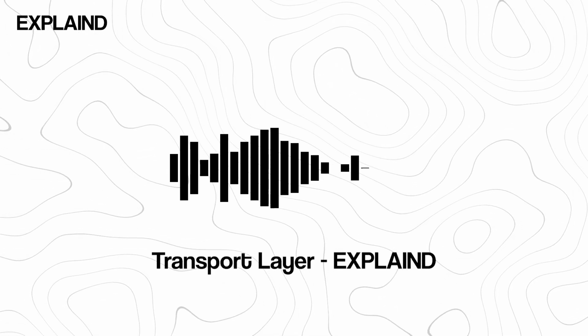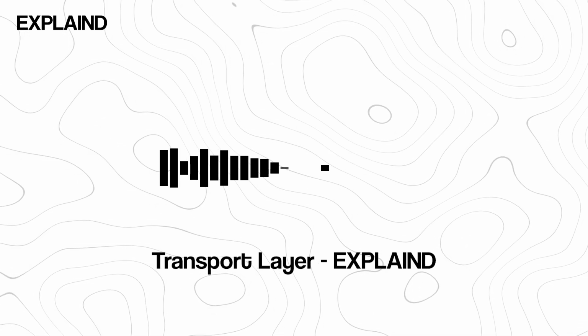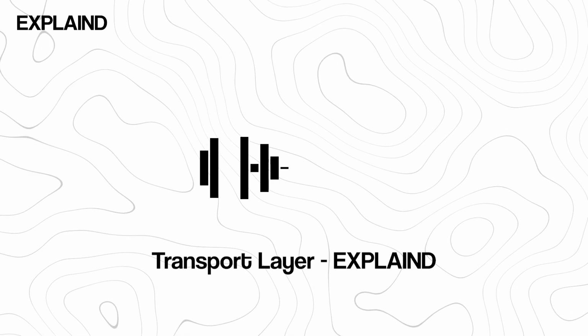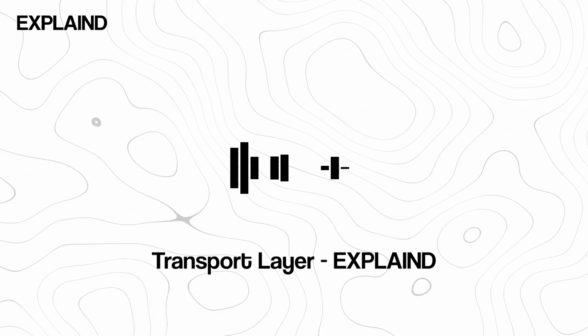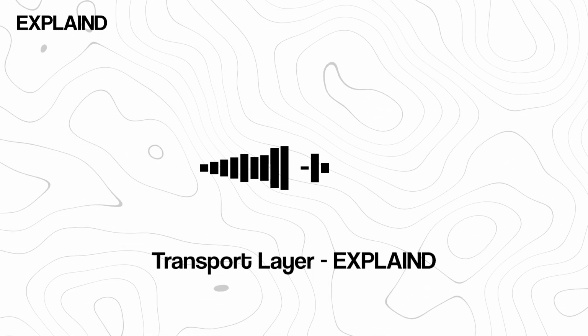So it's like a self-correcting system, constantly checking and adjusting to make sure everything arrives in perfect condition. Exactly. It's like having a meticulous librarian who insists on putting every book back in its proper place on the shelf. This attention to detail is what makes TCP so reliable, but it also adds some overhead to the process.